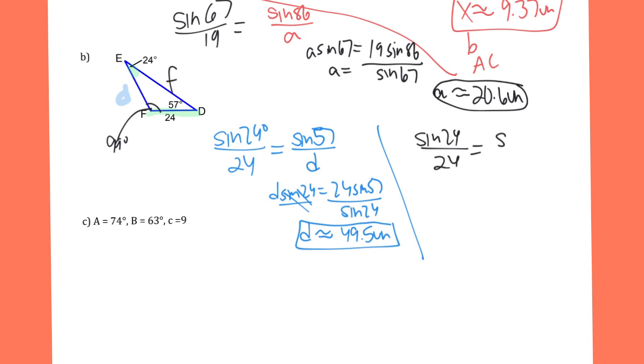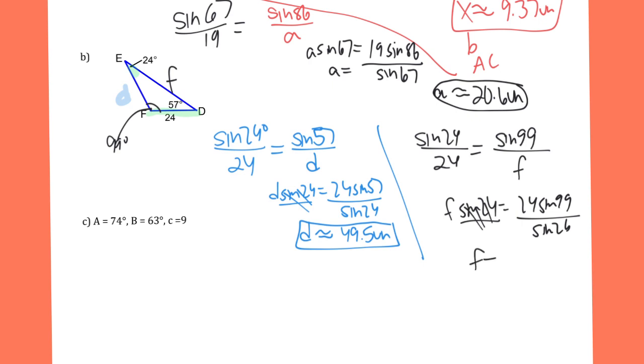Okay, so sine of 99 over F. Cross multiply: F sine 24 is equal to 24 sine 99. Divide both sides by sine of 24, and you get F is equal to that quotient. So side F, or you could call it ED, is equal to approximately 58.3 units. Okay, so it's kind of cute.